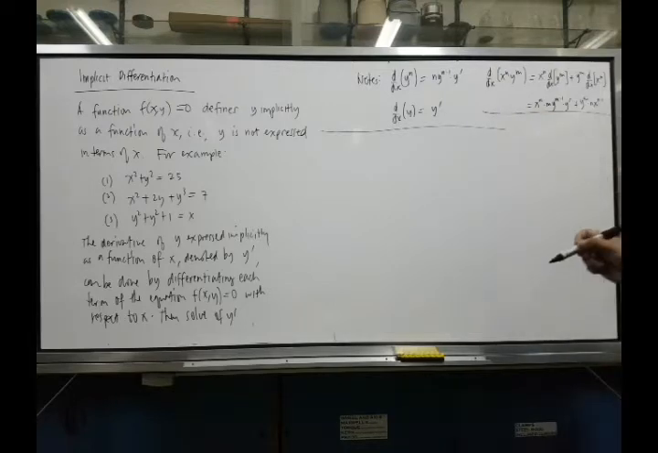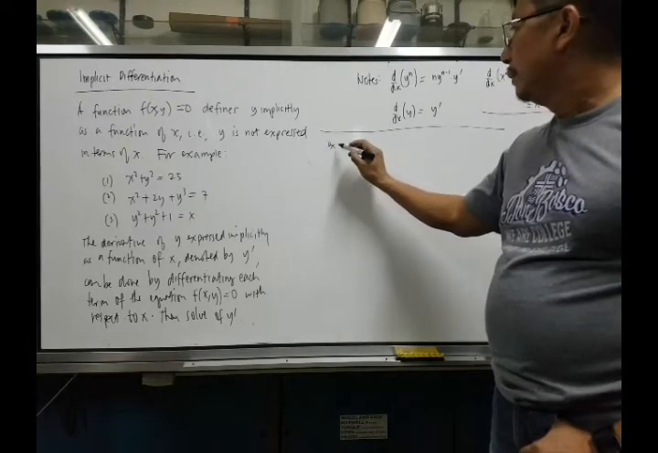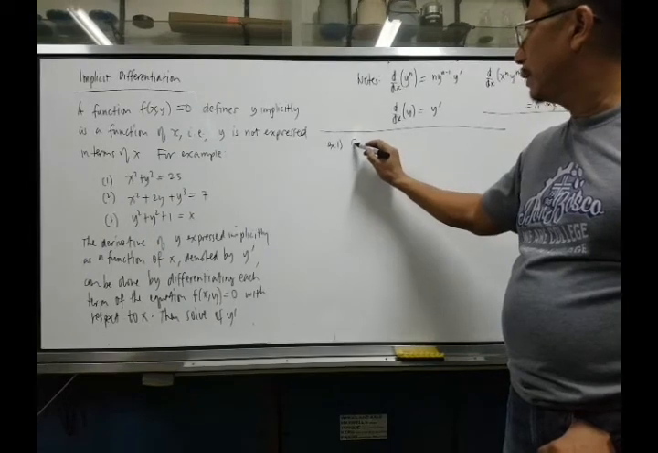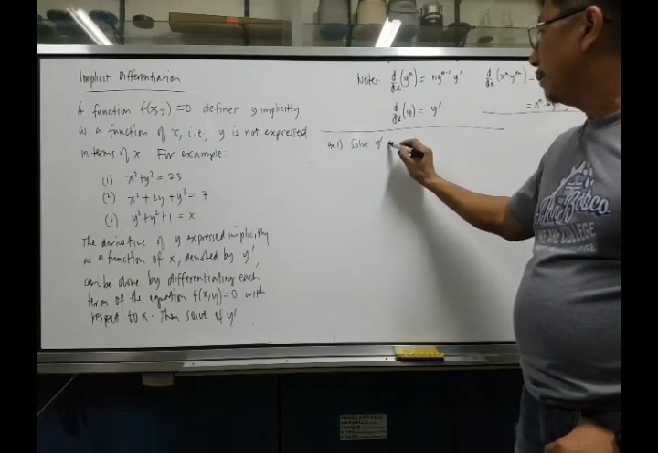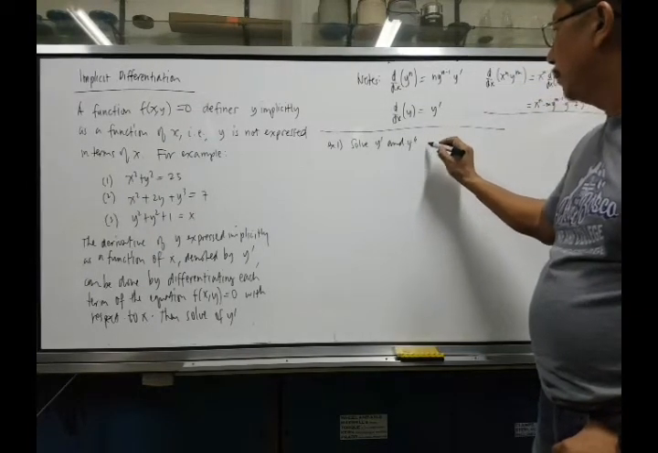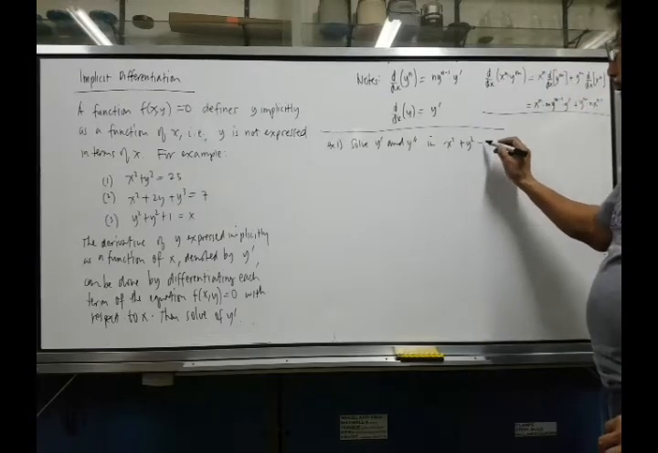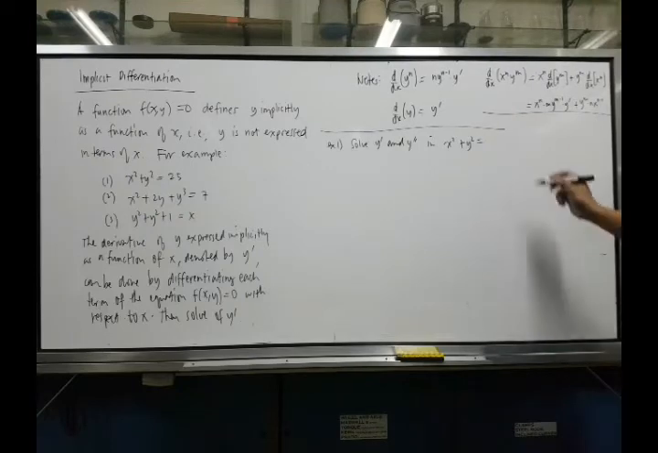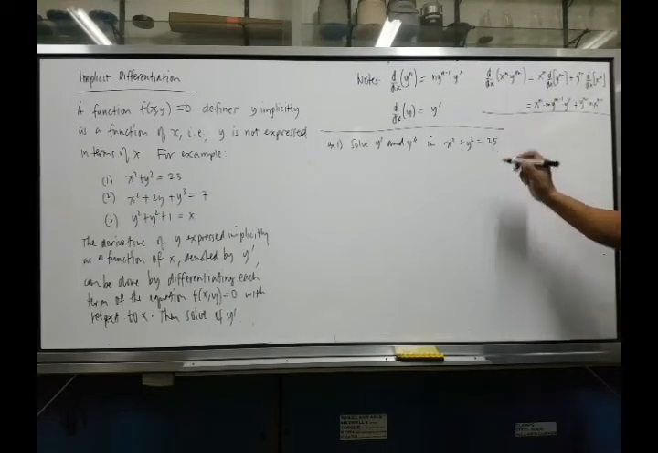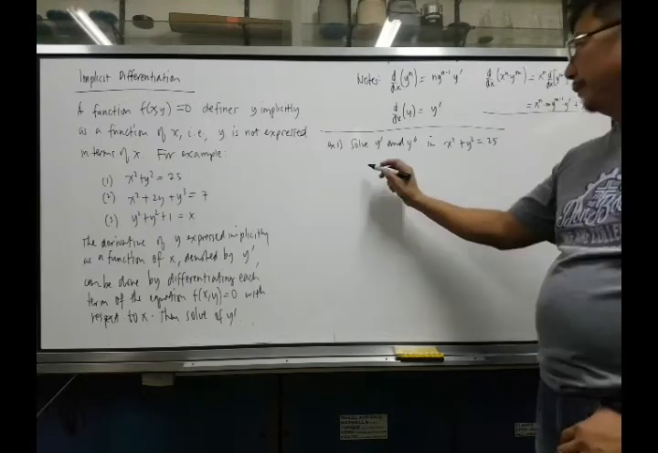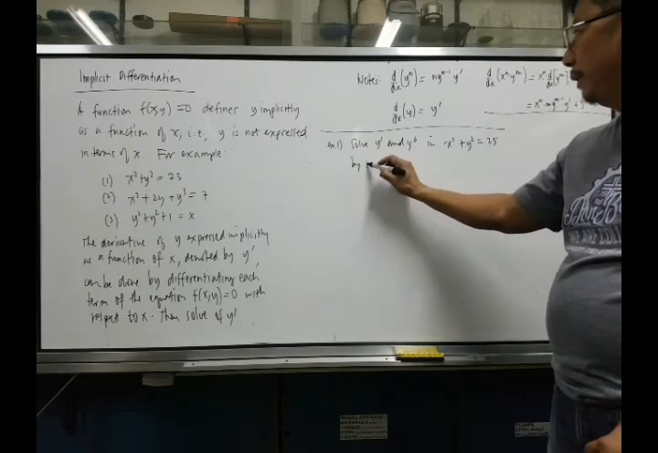So example number 1. Let's calculate y prime and y double prime in the equation x squared plus y squared is equal to 25 by implicit differentiation.